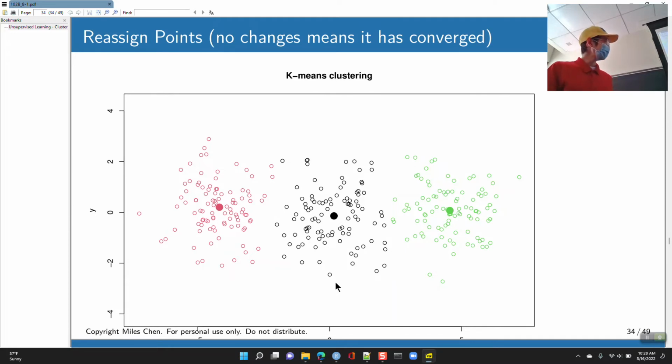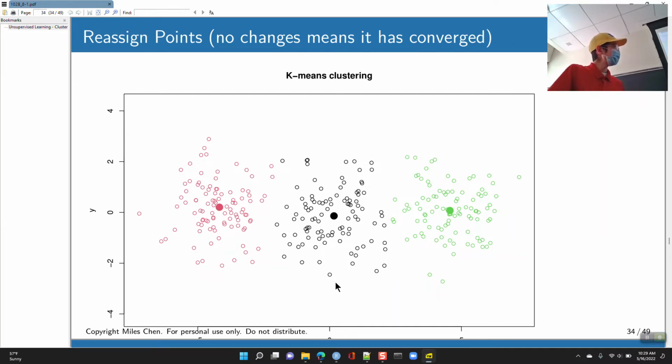And then I think this is where it has converged. We can kind of go through. Oh, there was a change. So anyway, this is the final assignments here. Okay.